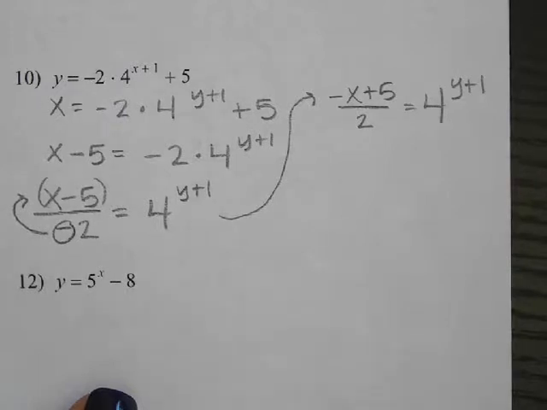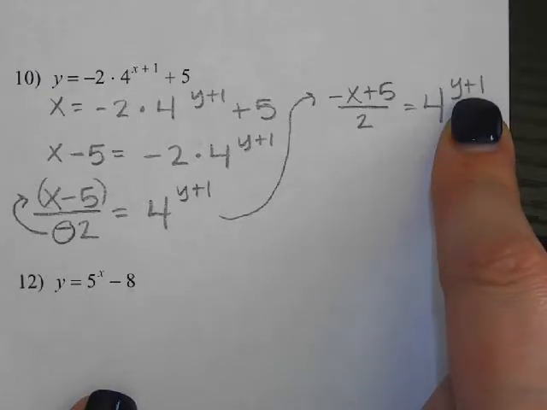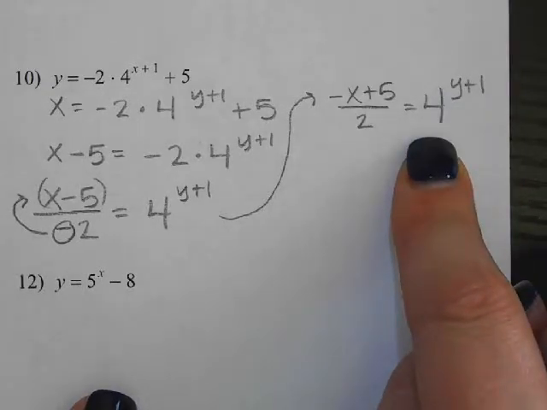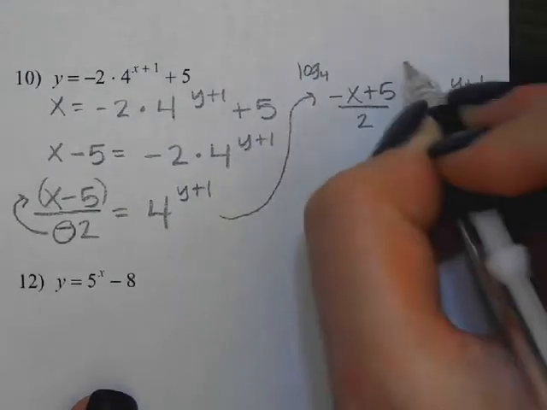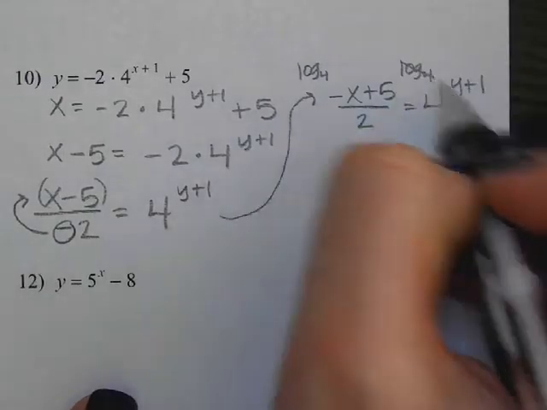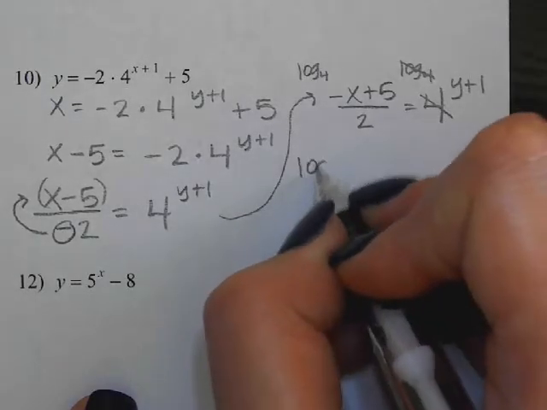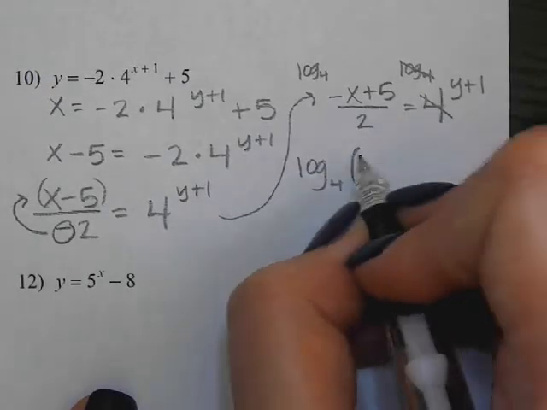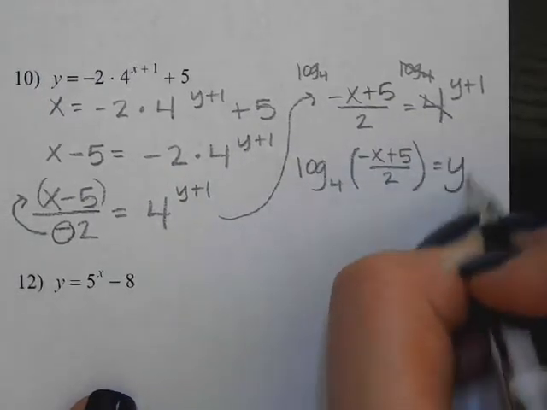So next we have to look at exponents, and our variable is stuck in our exponent. So how do we undo exponential form? We log. All right, what base does the log need to have? A 4. So I'm going to log base 4, log base 4. The log base 4 and the base of 4 cancel. And we have log base 4 of all that stuff equals y plus 1.